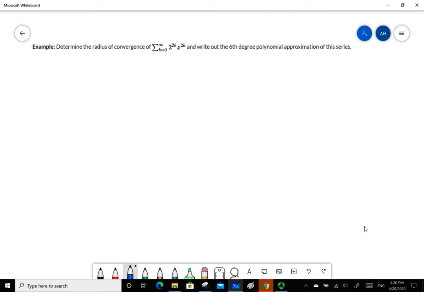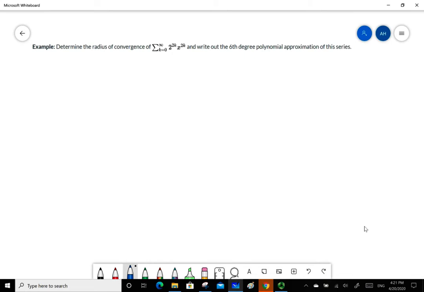Determine the radius of convergence of the series from k equals 0 to infinity of 2 to the 2k times x to the 2k, and write out a 6th-degree polynomial approximation of this series. To see for which values of x the series converges, we need to use the ratio test.